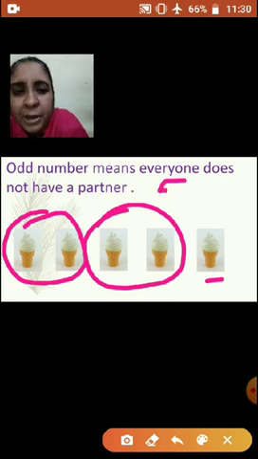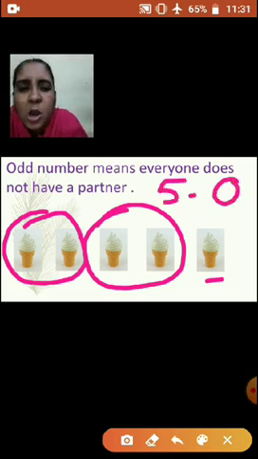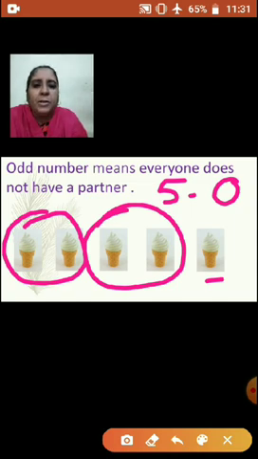So what does it mean? That 5 is an odd number. When the numbers are not in pairs and 1 is left, then that number is an odd number.